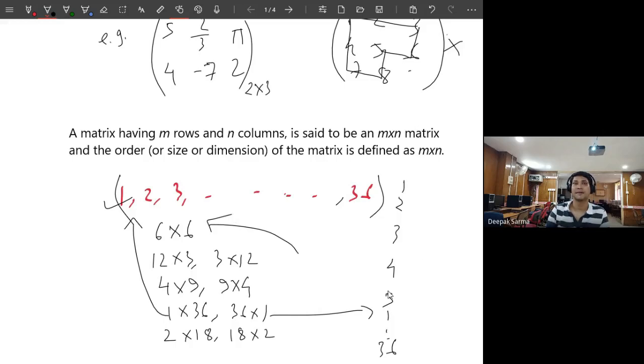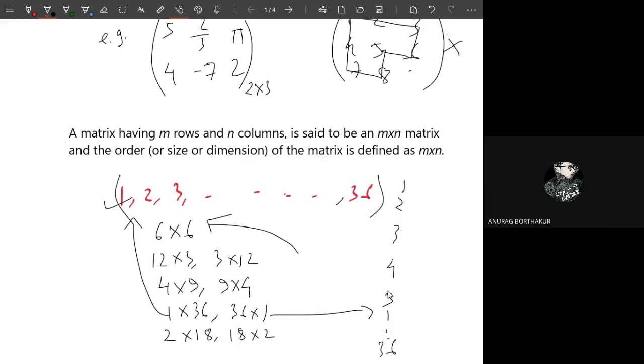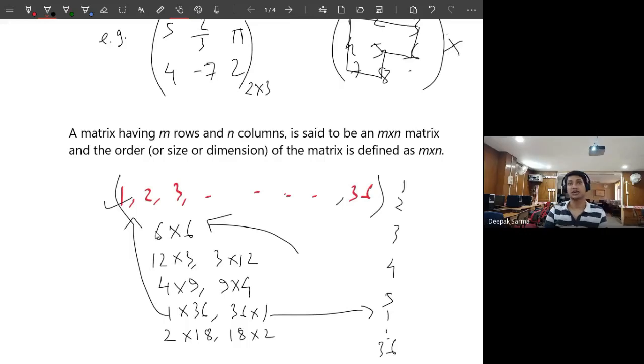It is a square matrix. Here the number of rows and the number of columns are exactly the same. So this one is also special. That's what we are going to discuss: some special types of matrix. This one is special, this one is again special, and this one is also special. So we will define them.